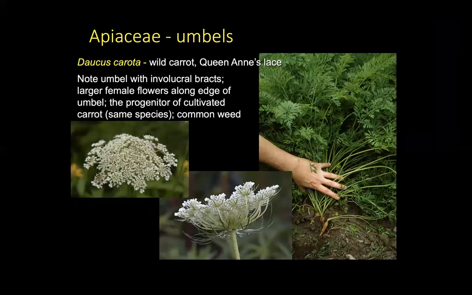Okay, so we're going to start to see lots of lacy flowers. A common one that lots of people love is Daucus carota, also known as Queen Anne's lace or wild carrot. This is the actual species of domesticated carrot, but throughout North America, it's kind of gone feral. You see it on the side of the road a lot.